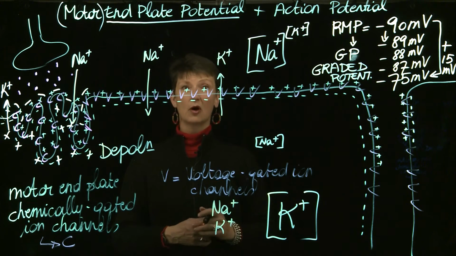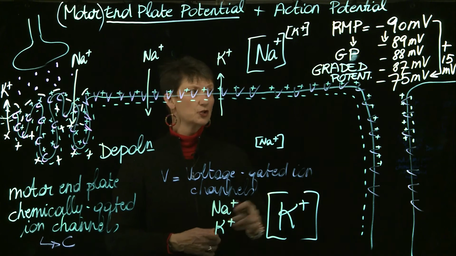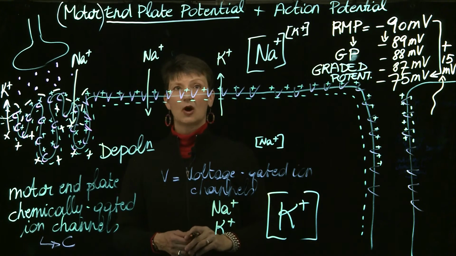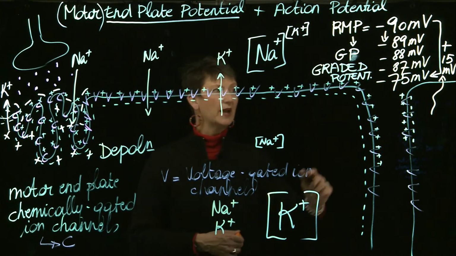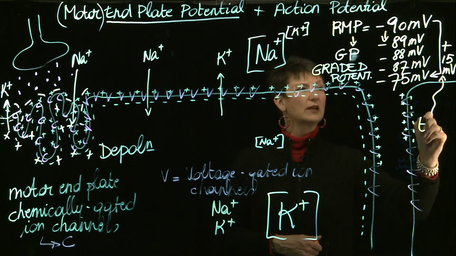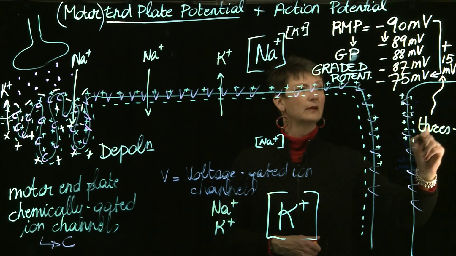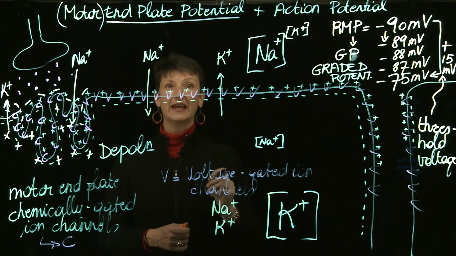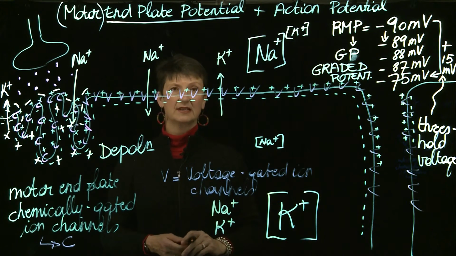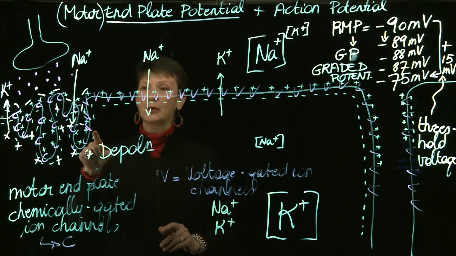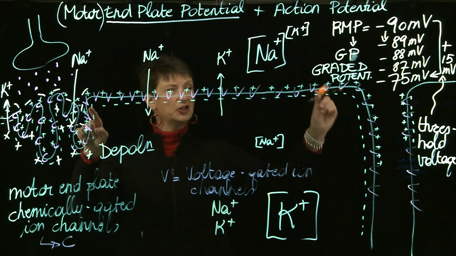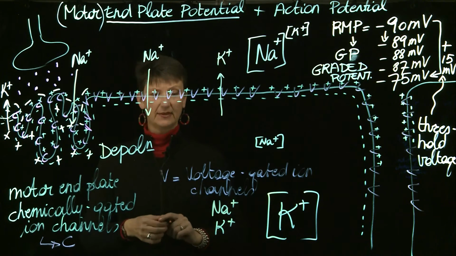Now we've hit what we call threshold voltage. So when we have this change of about 15 millivolts in our resting membrane potential, we have reached something that we call threshold voltage. And what that means is that this is the minimum amount of change that must happen in our resting membrane potential to trigger the opening of voltage-gated channels. So these voltage-gated channels need a certain change in voltage, and then they open.